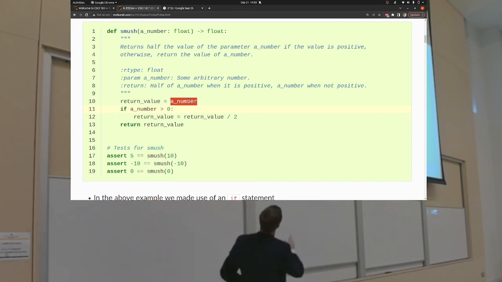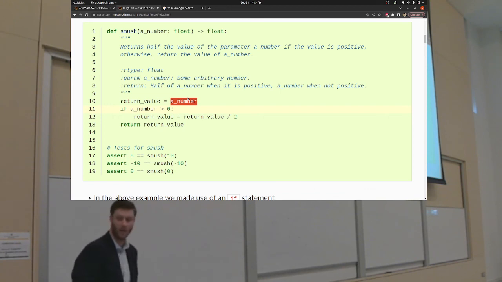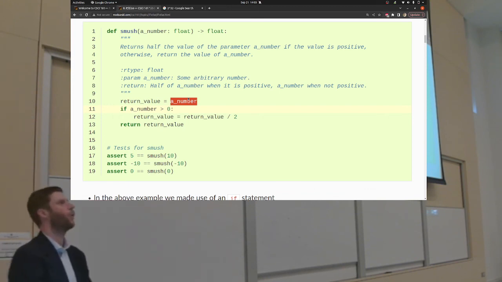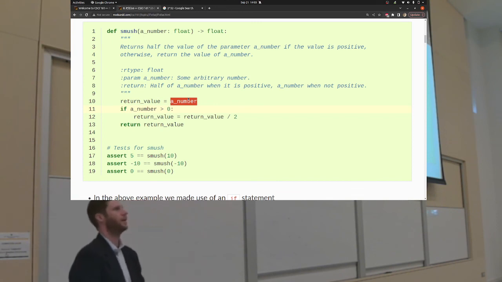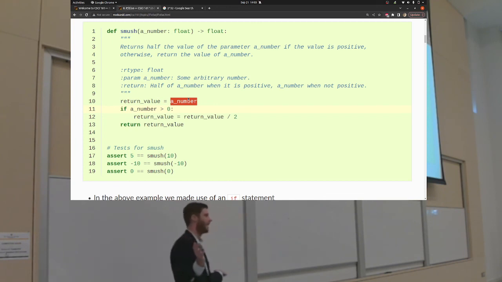Smush 10. So I'm calling smush with the argument 10, so the value of a number is 10. First line of code says return value equals a number. So what value does return value currently hold? 10. We pass in 10. A number holds the value 10, and I immediately take the value of a number and set it to return value. It's just 10. That's it.